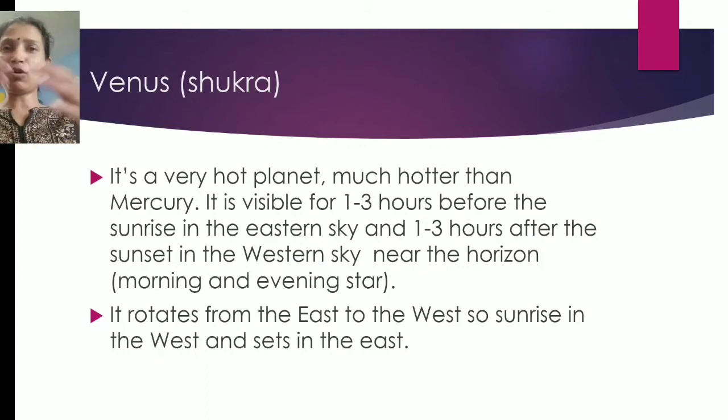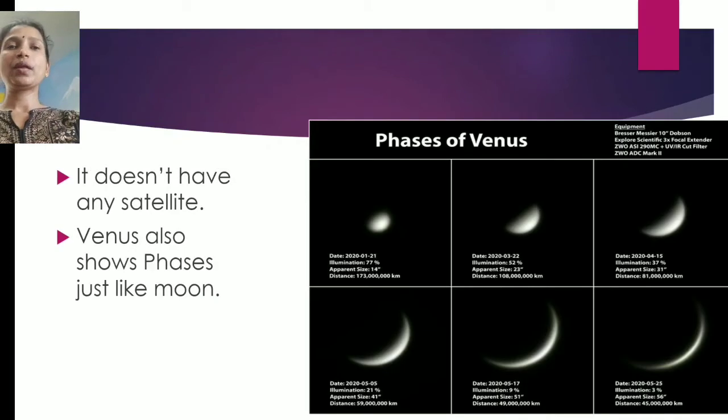It is called the morning and evening star. Venus is called the morning and evening star. It rotates from east to west, so the Sun rises in the west and sets in the east. It doesn't have any satellite. Mercury doesn't have any satellite. Venus doesn't have any satellite. Venus also shows phases just like the Moon. We have already discussed the phases of the Moon. The pictures I have displayed over there are more than sufficient, students.